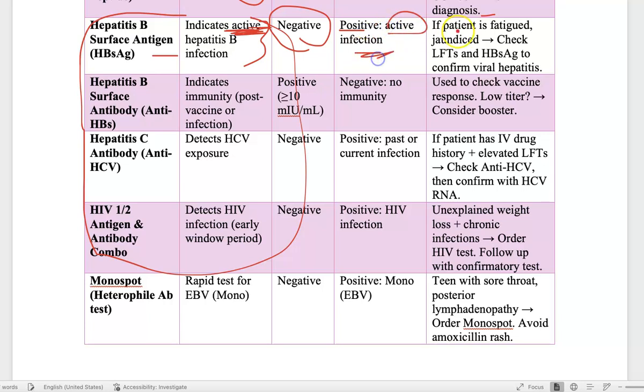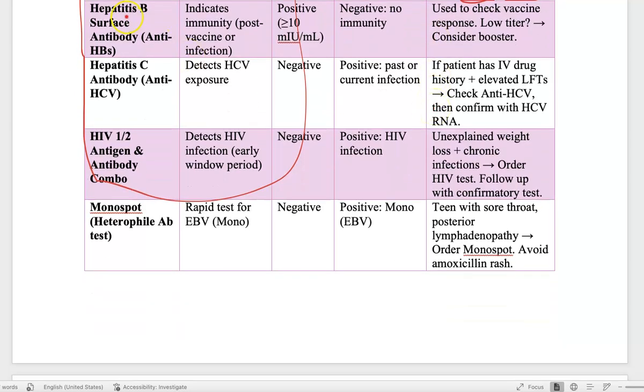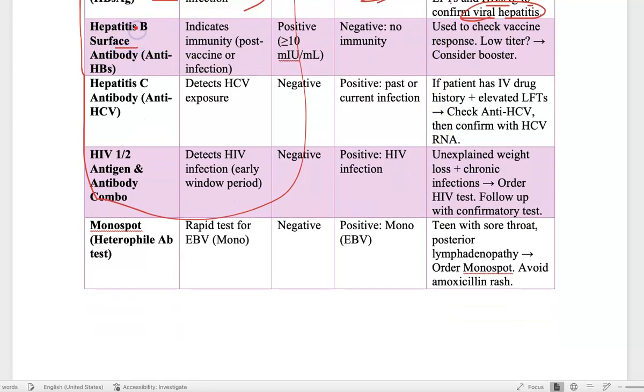There's an active infection. If the patient is fatigued or jaundiced, you better check LFTs and HBsAg to confirm viral hepatitis. Now, with hepatitis B surface antibody, it means immunity. It is on the surface. The police will stay on the surface to protect us. See, it means immunity post-vaccine or infection, right?